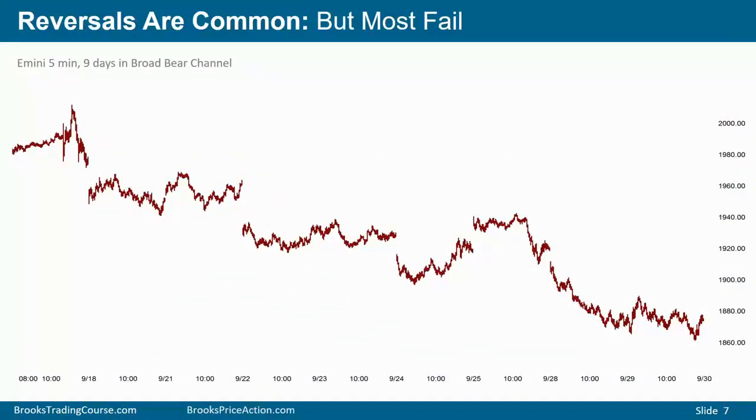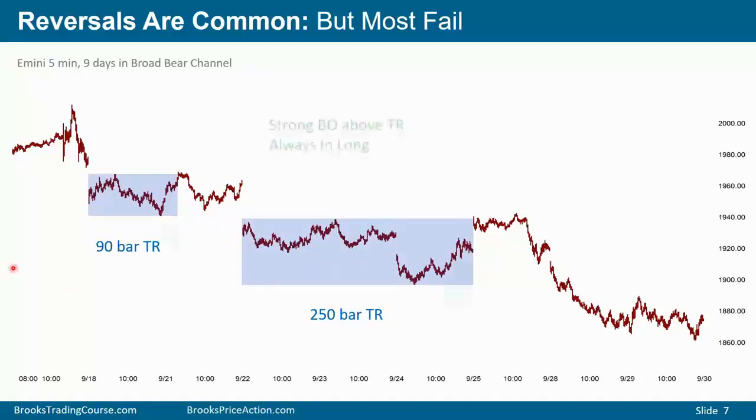Again, 9 days of the E-mini, a 5-minute chart, where the bars are all compressed. Trading range here for 90 bars, trading range here for 250 bars. Whenever there's a trading range, there will be both buy and sell setups, and the bulls will look to buy reversals, maybe a wedge bottom. And here's a strong breakout. Somewhere in here, the bulls are going to conclude it's always in long, and the odds are the bulls will get at least a small second leg up.